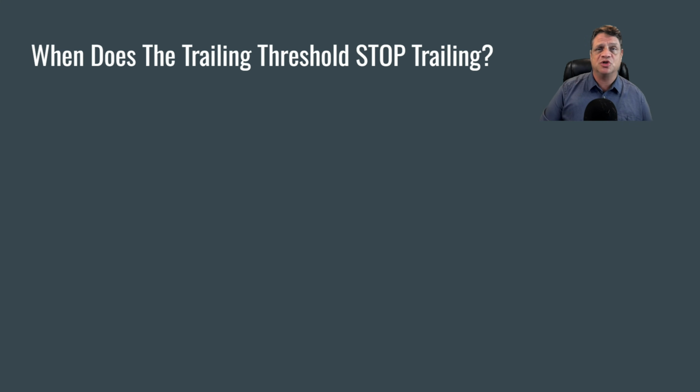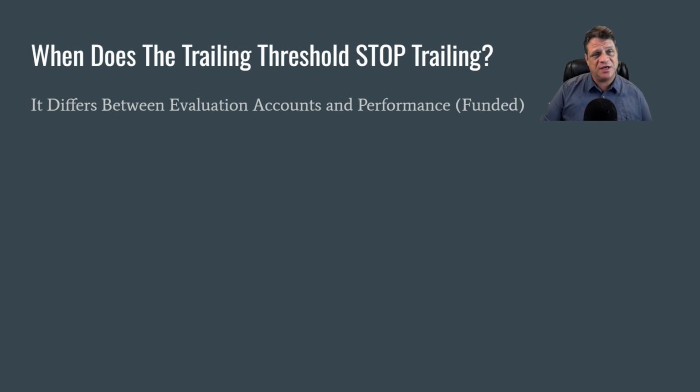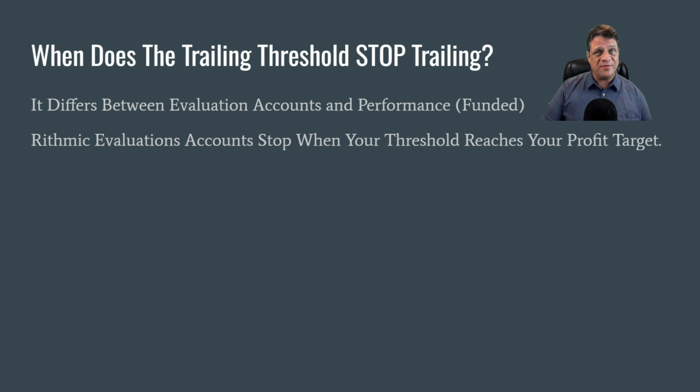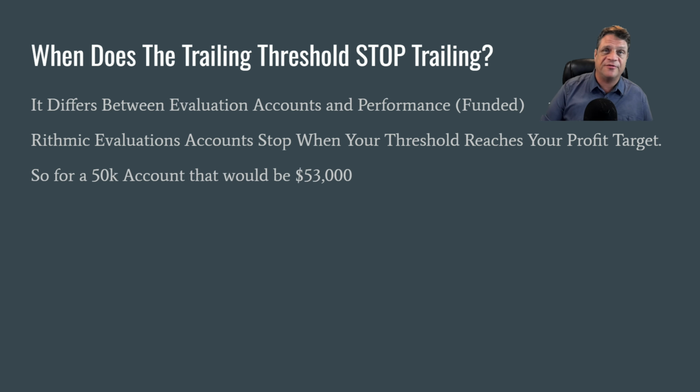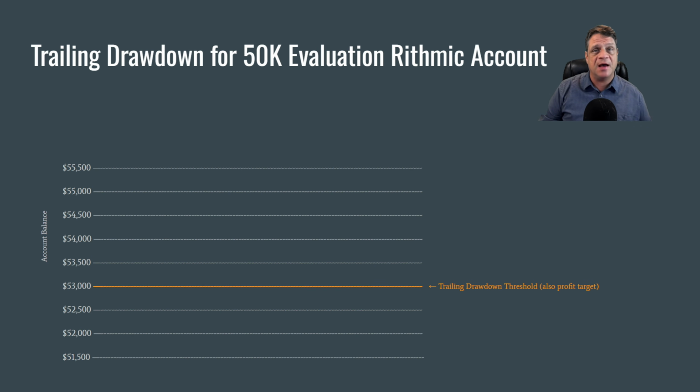So when does the trailing drawdown threshold stop trailing? It's different for evaluation accounts and for performance-funded accounts. Let's look at the Rithmic evaluation account guidelines for trailing drawdown thresholds first. With Rithmic, your trailing threshold will stop trailing the moment it reaches your profit target. The profit target for the 50K account is 53,000. So once it reaches this level, it will be locked here and not move up from this point, regardless of how much higher your open profit peak balance goes.